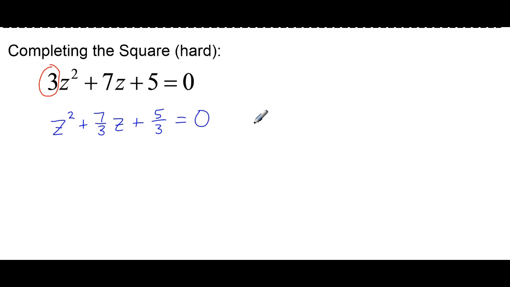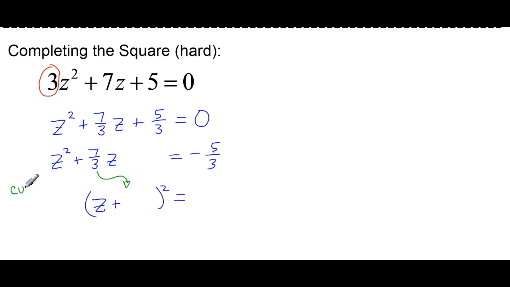Next, take the 5 over 3, move it to the other side. Just like usual, move whatever constant you've got over to the other side. And then we're trying to create something parentheses squared equals a number. And the steps are, and I'll remind you, the first step is cut in half.